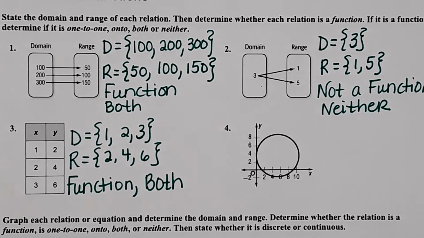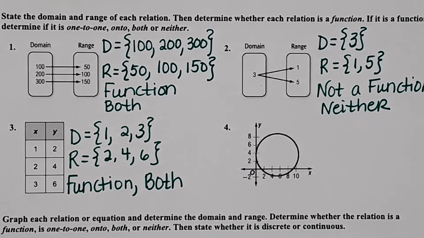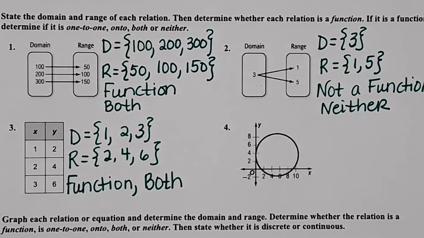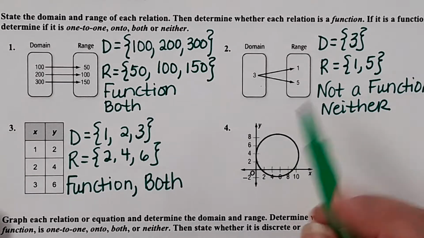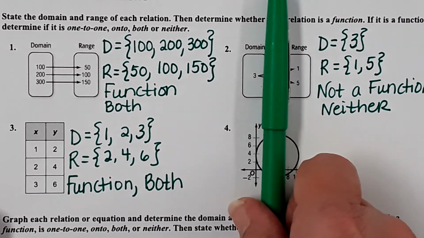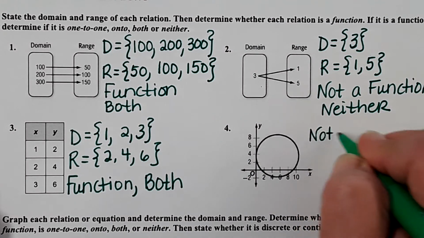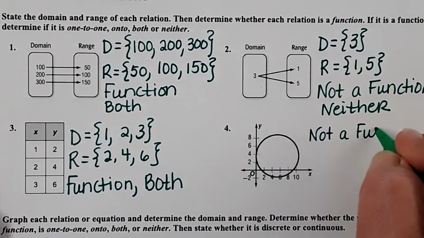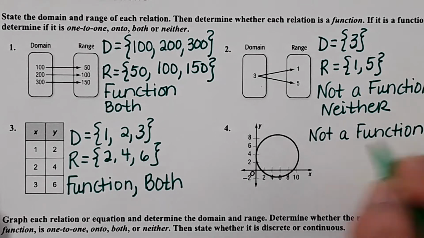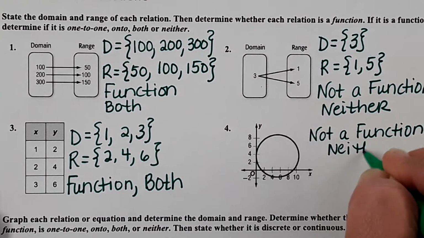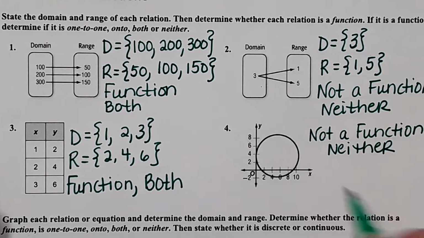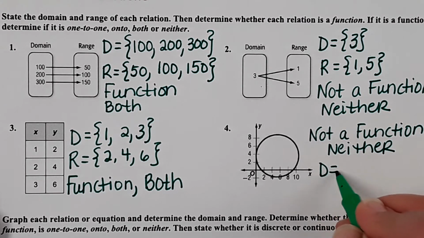Okay. Now, the circle. We're going to talk about the domain and the range, but let's start with basically, is it a function or not? No. It's not a function because if I put my pencil there, my pencil goes through the top and the bottom. So this is not a function, which means it is neither of those options. But now what we need to talk about is that domain and that range.